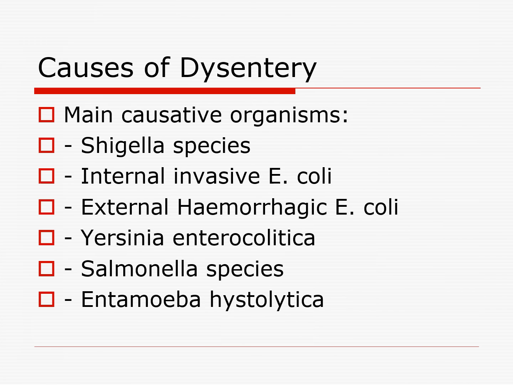The main causative organisms of dysentery are the Shigella species, the enteroinvasive Escherichia coli. We also have the enterohemorrhagic Escherichia coli. Apart from that, we also have the Yersinia enterocolitica. We also have the Salmonella species. We have the Entamoeba histolytica as well. So these are the main causative organisms of dysentery.